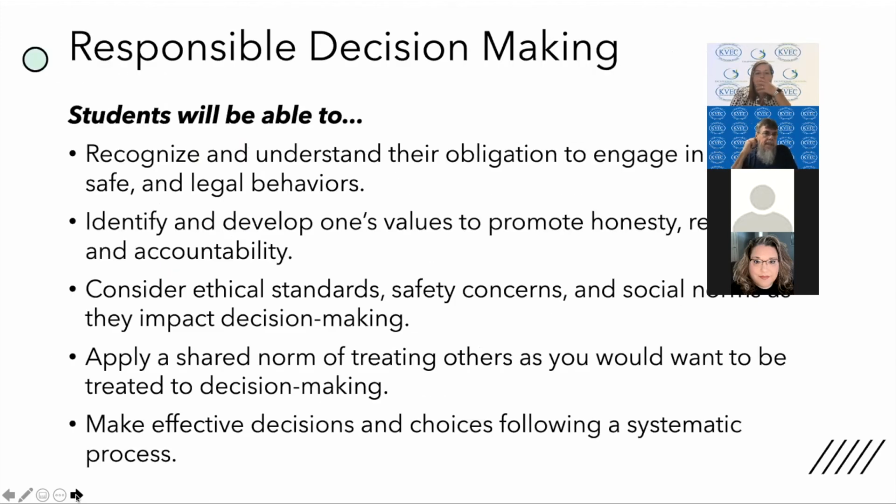So students, these are the things that a student should be able to do. Recognize, understand obligations, identify, develop their values to promote honesty, reliability, and accountability, consider ethical standards, and make effective decisions and choices.